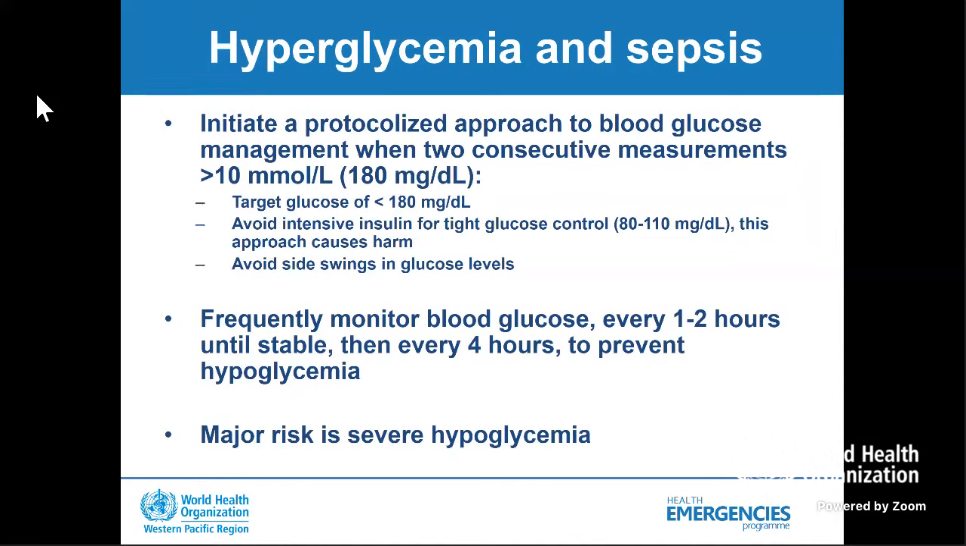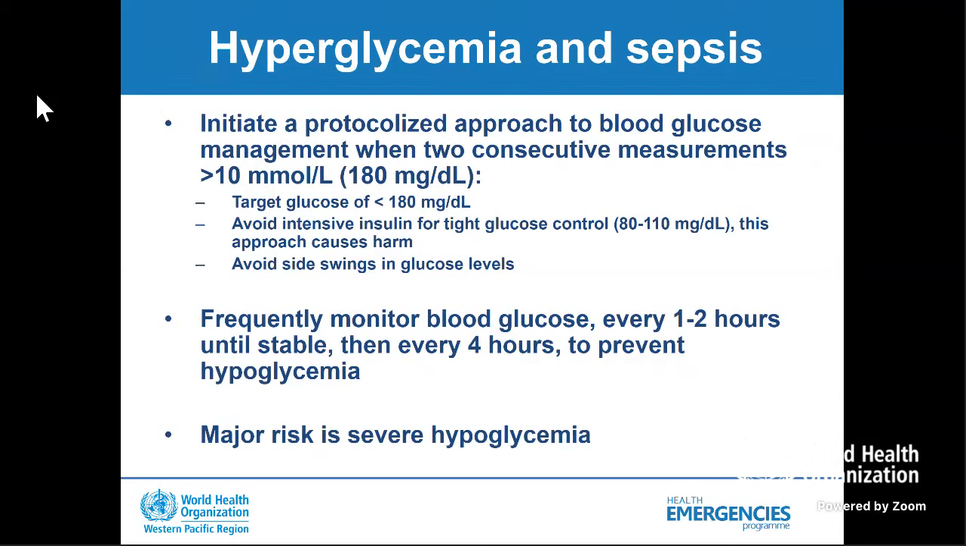So another treatment studied in critically ill patients is insulin therapy. The current recommendation is to avoid tight control. By tight control, it is from 80 to 110 milligrams per deciliter. You only initiate insulin therapy if the glucose rises on several measurements above 180. Again, avoid intensive insulin or tight control because it increases mortality in critically ill patients.